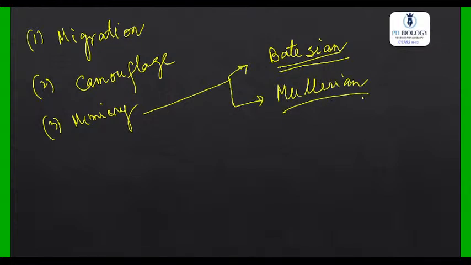So Batesian mimicry, the mimic resembles a dangerous or unpalatable component. In Mullerian, it resembles two animal species, both unpalatable, to their mutual benefit. Here the monarch butterfly and queen butterfly is the example.